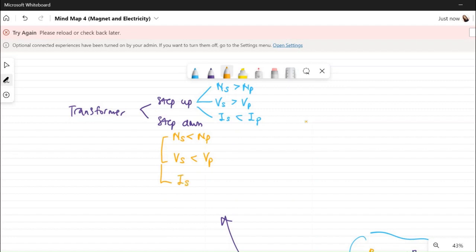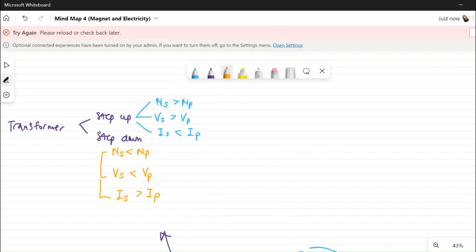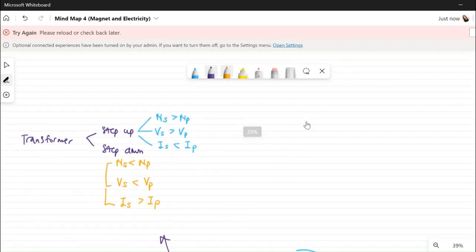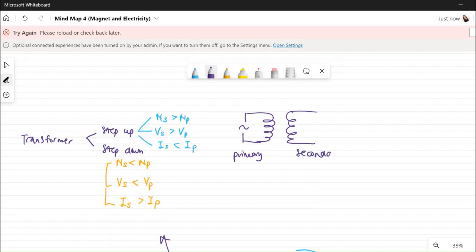However, the current in the secondary coil is larger than the current in the primary coil. Right? So basically how the transformer looks like, we have two coils. One you call the primary, another one you call the secondary. So we supply the AC to the primary coil, and there's no direct contact between the primary and the secondary coil, but the EMF will be induced in the secondary coil.